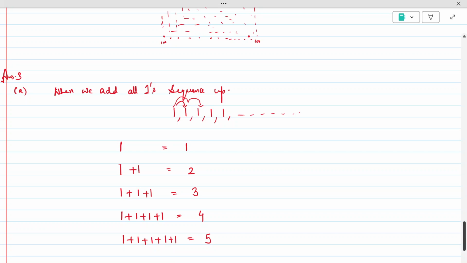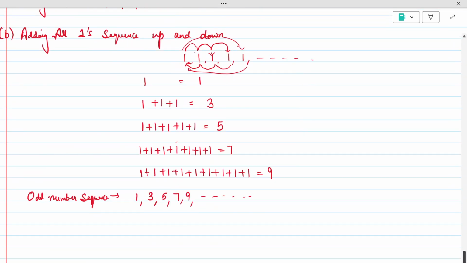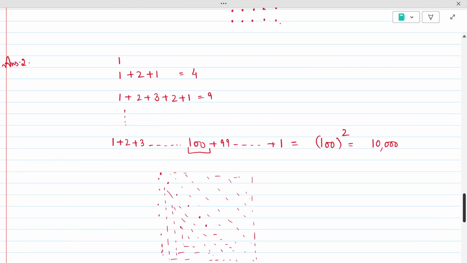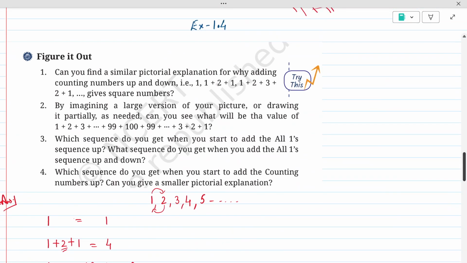Okay, so I hope this is clear, and please do practice these questions at home. And now I will take the last question for today's class. Let's see what this question is. Which sequence do you get when you start to add the counting numbers up?